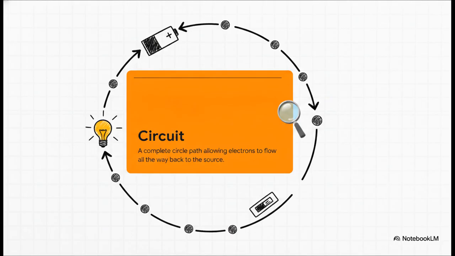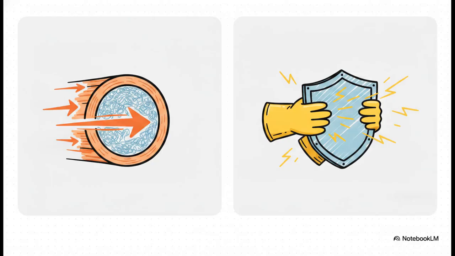It makes perfect sense, because a circuit requires a completely unbroken path for electrons to flow out of the power source, do their work, and travel all the way back to where they started. You really have to keep that circle analogy in your head, because if there isn't a complete continuous loop back to the source, the electricity literally cannot flow. It's all or nothing.